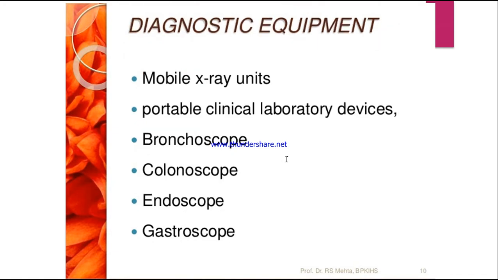Third is the diagnostic equipment. So equipments like mobile X-ray unit, X-ray machine, portable clinical laboratory devices, bronchoscope, colonoscope. Bronchoscope is a device which is used to visualize the bronchioles, the bronchial tree. Then colonoscopy is to visualize the colon. Endoscope should be there to visualize the GI tract. Then the gastroscope is also there. So these are some of the diagnostic equipments which are present in the ICU.